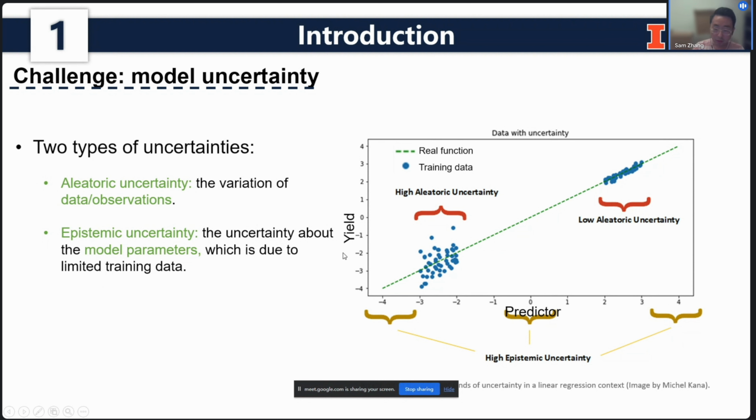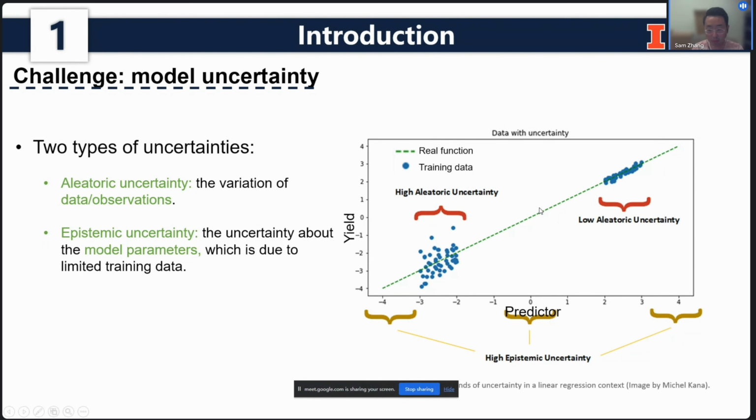If you look at the right figures, I would say the left part of the training data set has higher variations, so we would say this aleatoric uncertainty is quite high compared to the right part, because in the right part the variation is much smaller. So when you train on the data in this part, usually the aleatoric uncertainty is smaller.